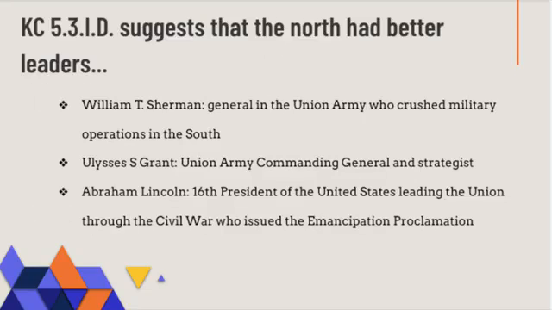Now, when Key Concept 5.3.1d suggests that the North had better leaders, our research suggests that they mean folks such as William T. Sherman, Ulysses S. Grant, and Abraham Lincoln. Abraham Lincoln, the 16th President of the United States, led the country through a crisis filled with discrimination and prejudice targeting slaves.